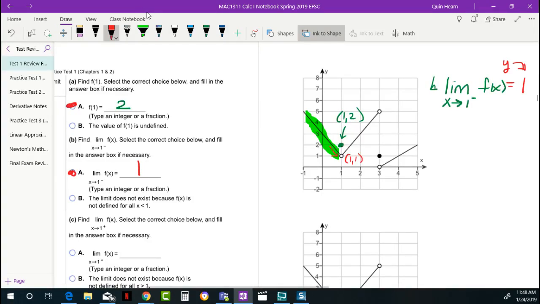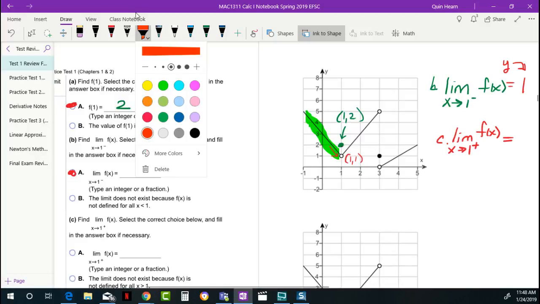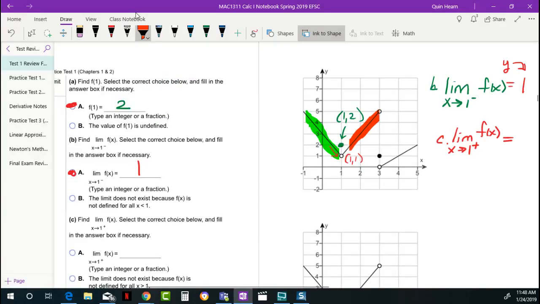All right, and now moving on to part C, what's the limit as x approaches 1 from the right? So part C, the limit as x approaches 1 from the right of f of x. Well, coming in from the right means we're coming in from this side, but it's still headed towards the point 1, 1. So the answer there is still going to be the y value 1.